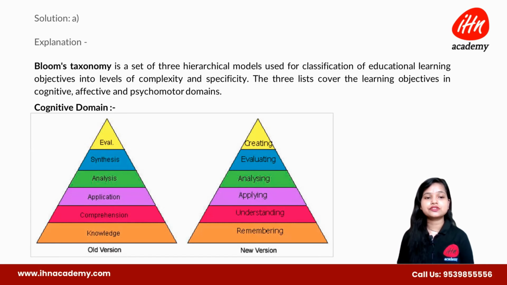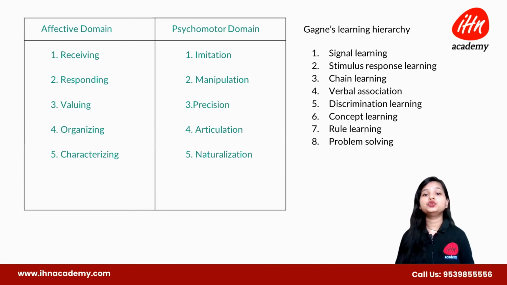The answer will be Bloom's taxonomy, and I have given the other 2 domains also for your revision. Affective domain में हमारे 5 लेवल होते हैं, receiving, responding, valuing, organizing, characterizing. Psychomotor domain में भी 5 लेवल है, imitation, manipulation, precision, articulation and naturalization. So naturalization is the highest level. And I have given the Gagne's learning hierarchy also.